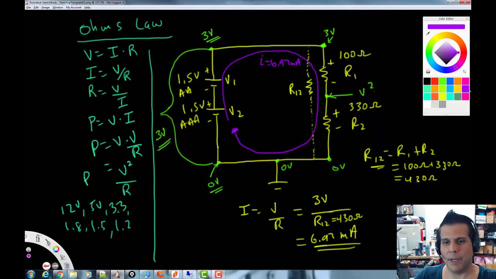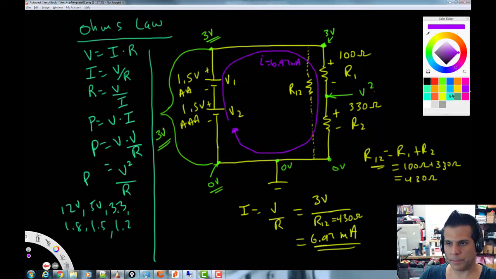Now, let's forget about this virtual resistor, or this series sum resistor, that helped us do the calculation. And now let's pretend there are two resistors back in the circuit again. Now we know that the current in the circuit, I, is 6.97 milliamps. It's the same current in R1, and it's the same current in R2. So now we can compute the voltage drop over R1 and the voltage drop over R2. So let's go ahead and do that.